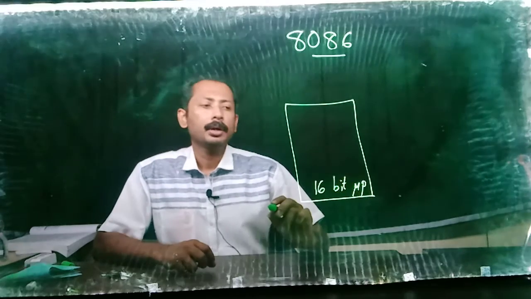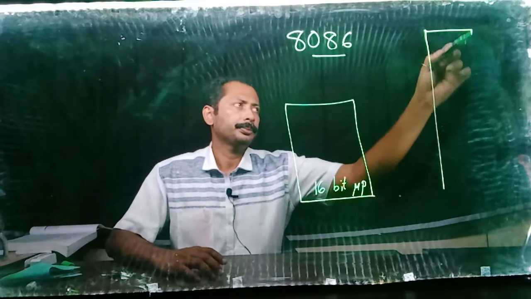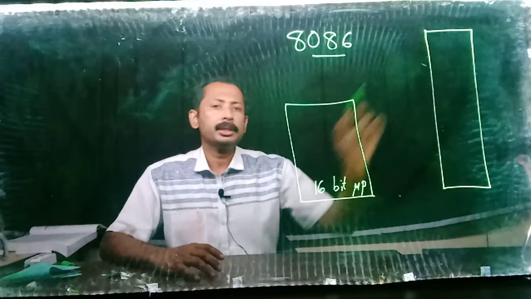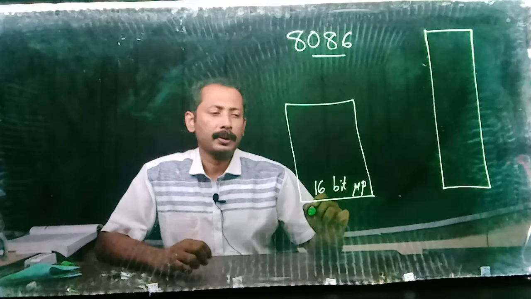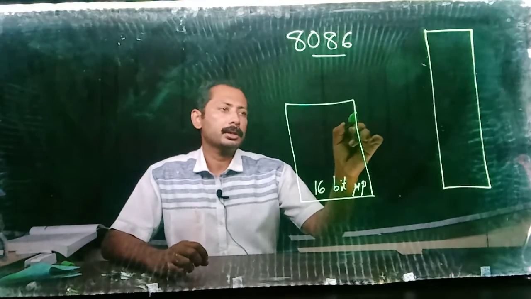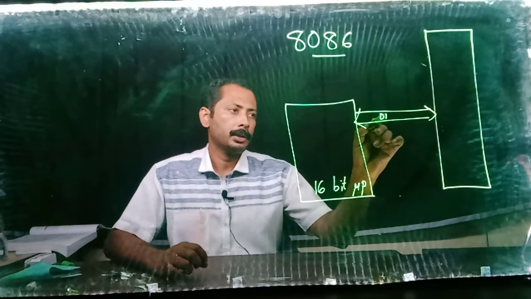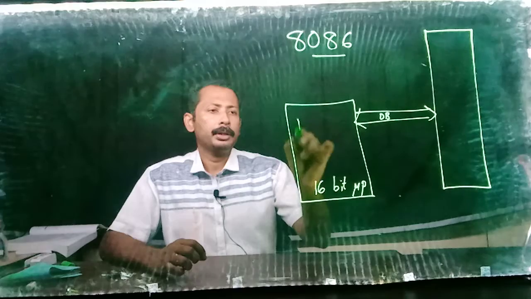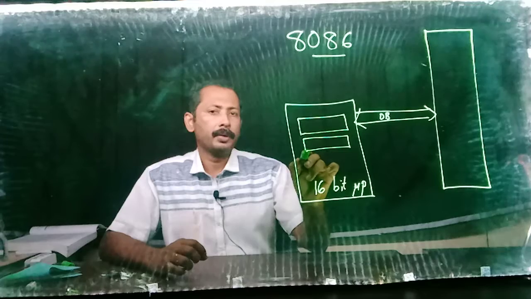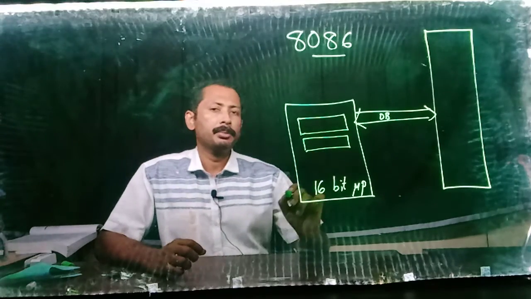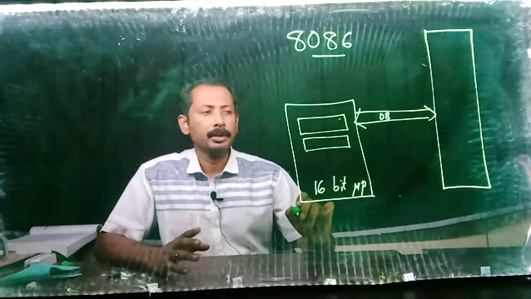The 8086 is a 16 bit microprocessor. It means that the data bus is 16 bit, the registers are 16 bit, and the operations are 16 bit. Inside the microprocessor we have registers. The registers are 16 bit, and the operations inside these registers are 16 bit.